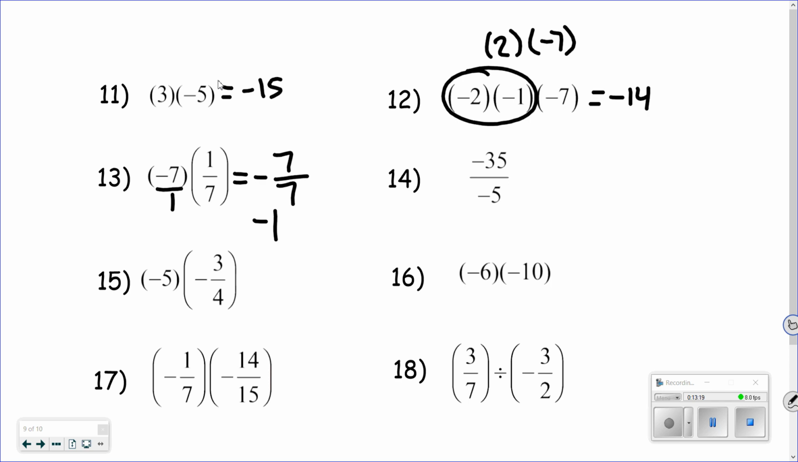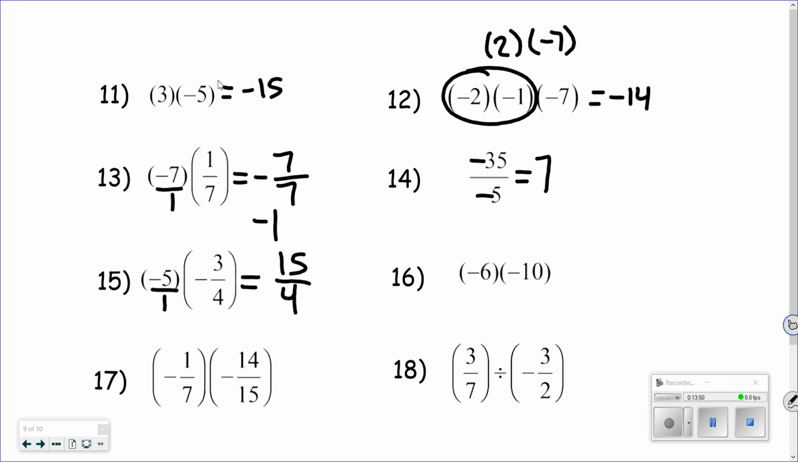Hey, 14, you're dividing. I didn't specifically mention dividing, but division and multiplication follow the same rules. So if you look at 14, I have a negative divided by a negative. That means my answer is going to be a positive. And 35 divided by 5 is 7. Hey, 15, just remember, make that into a fraction. I'm multiplying 2 negatives. They have the same sign, so my answer is a positive. 5 times 3, 1 times 4. That'd be my answer right there.